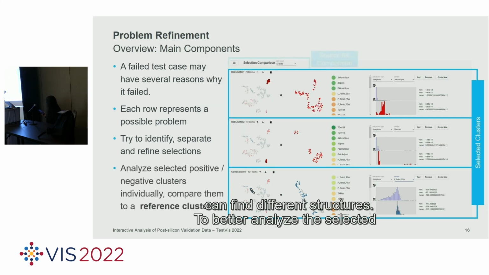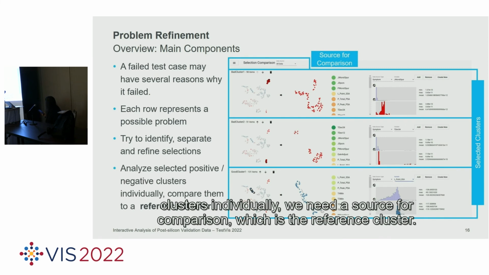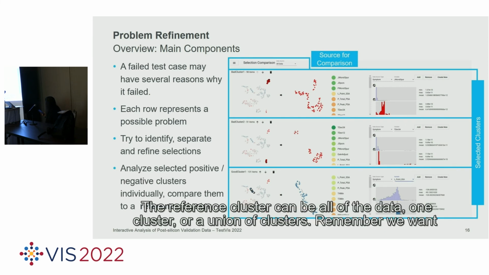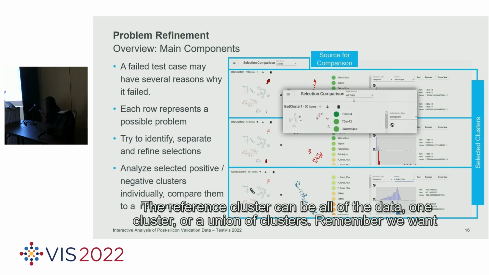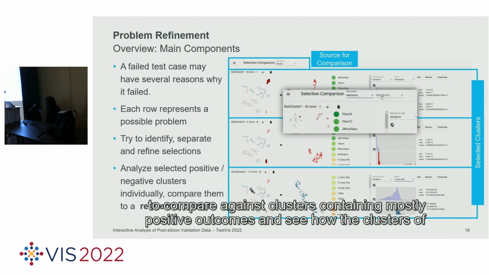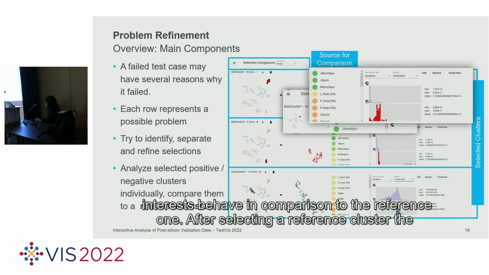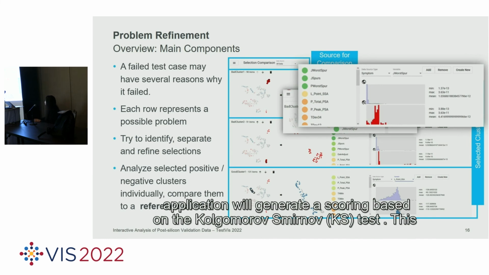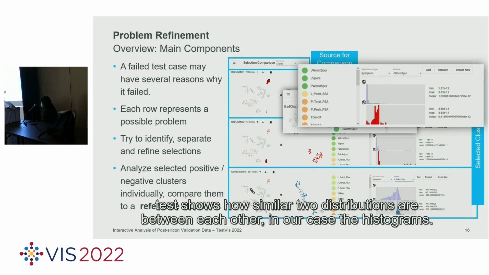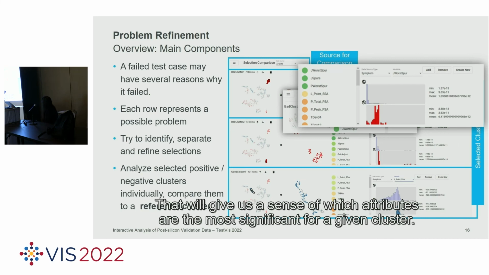To better analyze the selected clusters individually, we need a source for comparison, which is the reference cluster. The reference cluster can be all of the data, one cluster, or a union of clusters. Remember, we want to compare against clusters containing mostly positive outcomes and see how the clusters of interest behave in comparison to the reference one. After selecting a reference cluster, the application will generate a scoring based on the Kolmogorov-Smirnov test. This test shows us how similar two distributions are between each other, in our case, the histograms. That will give us a sense of which attributes are the most significant for a given cluster.